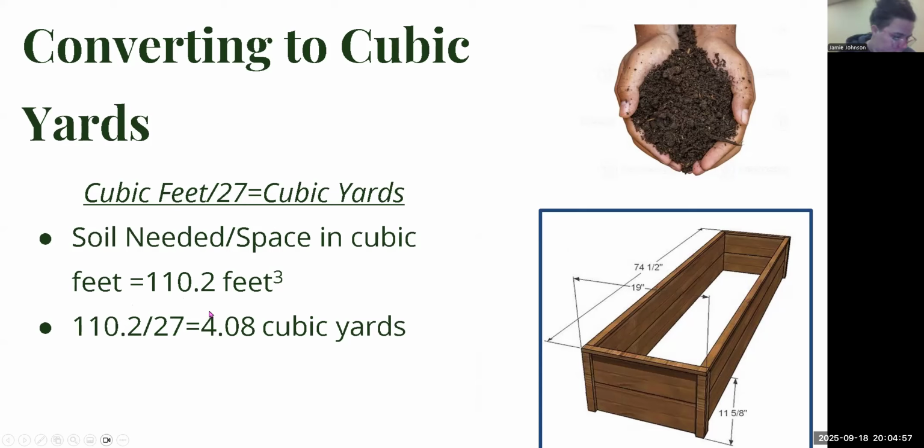Now, you might go, okay, cool, what do I do with that 0.08? Is it enough for me to just buy 4 bags, or do I buy 5? That's kind of personal preference and situation. I would almost always recommend buy the 5th bag or buy the 5th yard because it's going to be helpful in the long run to have a little bit of extra soil.